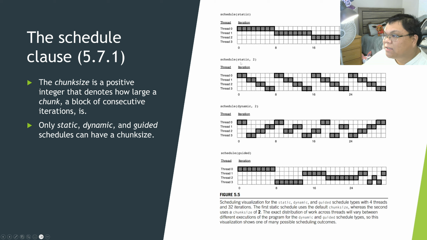If we say schedule static 2, that means each chunk is going to do 2 for loop iterations at a time. So thread 0 does 2 iterations, thread 1 does the 2 iterations after that, thread 2 does the 2 iterations after that, thread 3 does the 2 iterations after that, and then it cycles back to 0. So we have this staircase looking pattern here. Only static, dynamic, and guided schedules have a chunk size.